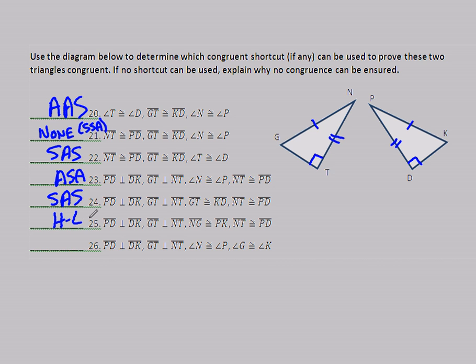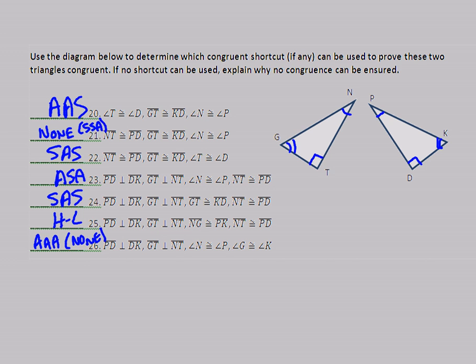And then the last one, we have the same thing with the right angles to start, and then we're given two other sets of angles. So P to N, and G to K. So because of this, all I have are three angles. That's not enough. So angle, angle, angle, we don't have any solution for this one. There is no definite congruence.